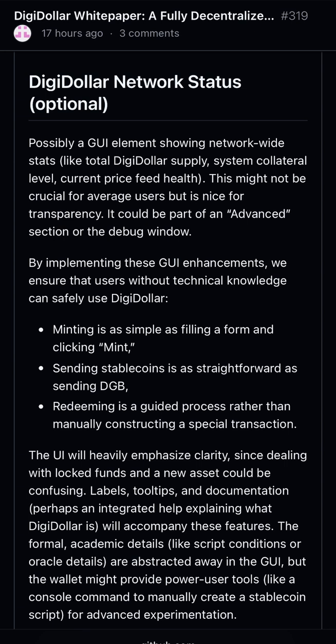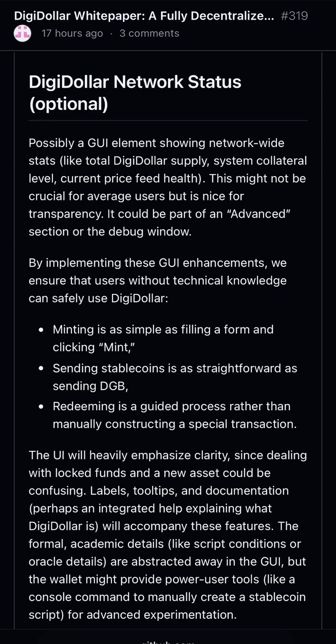Minting is as simple as filling a form and clicking mint. Sending stablecoins is as straightforward as sending DigiByte. Redeeming is a guided process, rather than manually constructing a special transaction. The UI will heavily emphasize clarity, since dealing with locked funds and a new asset could be confusing. Labels, tooltips, and documentation, perhaps an integrated help explaining what DigiDollar is, will accompany these features.